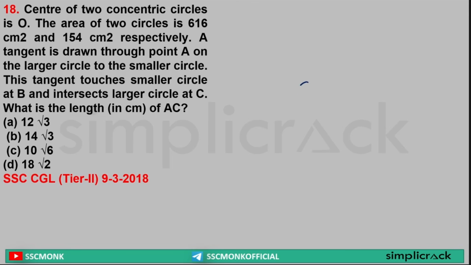Sir, two concentric circles mean this is the smaller circle, this is the larger circle. Now it is saying that a tangent is drawn through a point A on the larger circle. Let's say this is the point A, to the smaller circle. So this is the tangent and it is touching the larger circle at C. This is what is given. Now what it is saying? The area of two circles is 616 and 154.